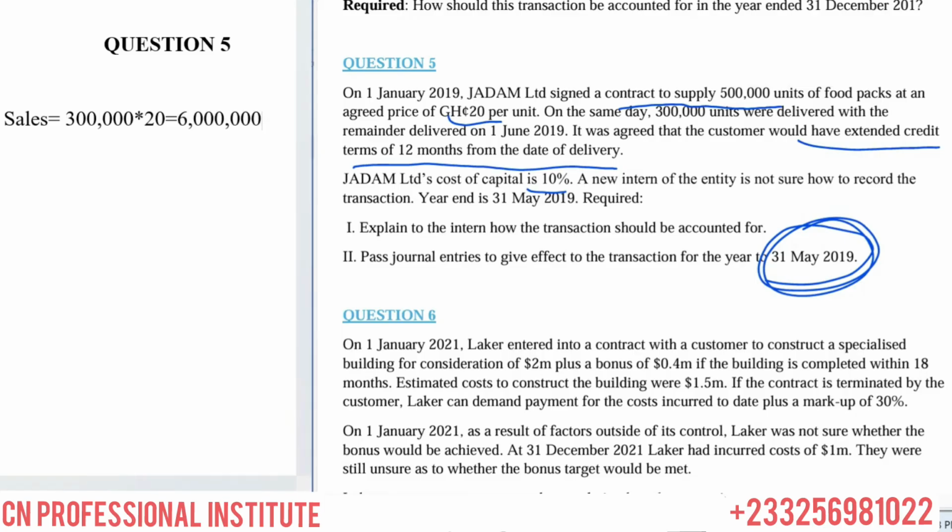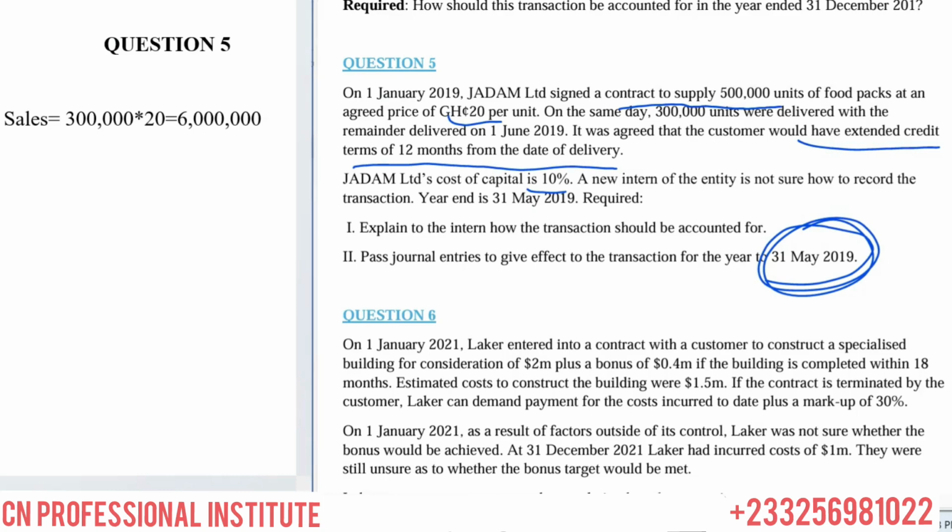So 6 million Ghana cedis is the sales we've made. I said with the remaining 200, we are not going to record revenue because it will be in the following accounting year. Now, this 6 million, we should have just recorded the 6 million as revenue, but they will receive this 6 million in 12 months' time. It's a year or more.